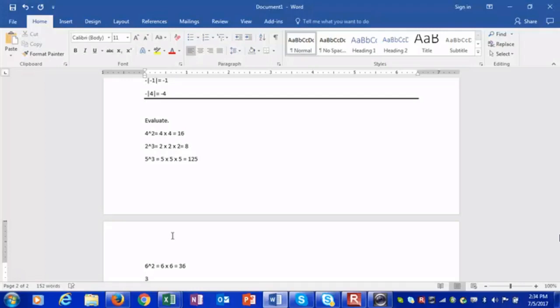3 to the 4th power. 3 to the 4th power is the same as 3 times 3 times 3 times 3. What is 3 times 3? 3 times 3 is 9. And another 3 times 3 is 9. What is 9 times 9? 81. 9 times 9 is 81.